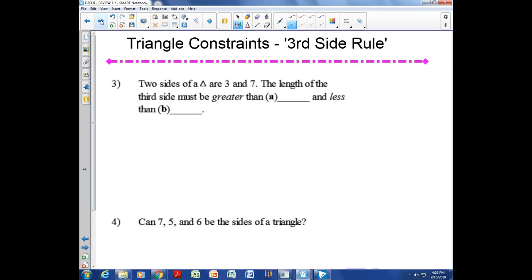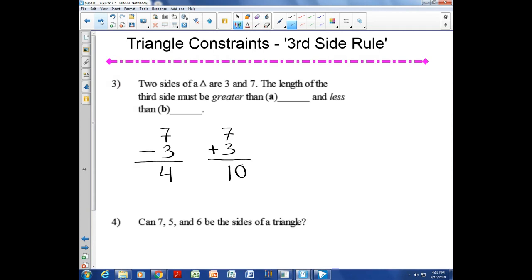Well, when I introduced the third side rule, I said, well, quite simply, take any 2 sides. Here, they're only giving us 2 sides. I'm going to take 7 and 3, and I'm going to put 7 and 3 over 3 twice. On the left side over here, I'm going to subtract it. And on the right side here, I'm going to add it.